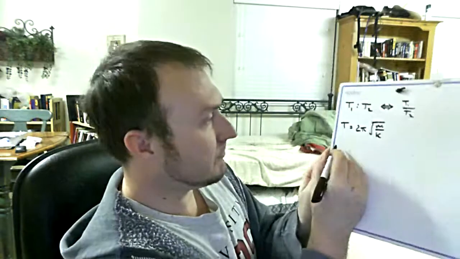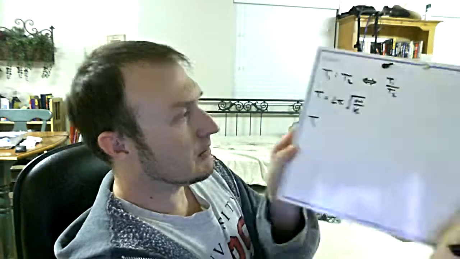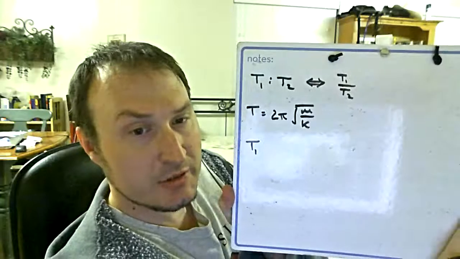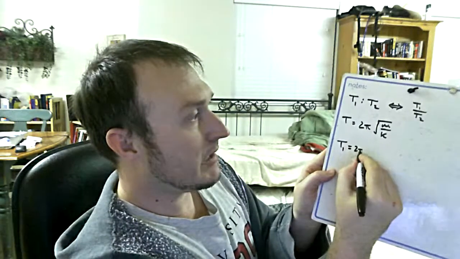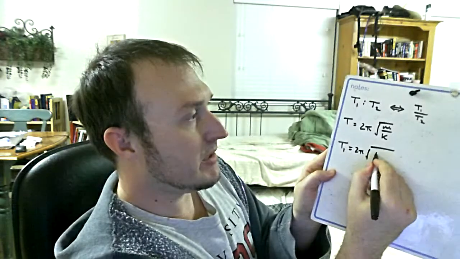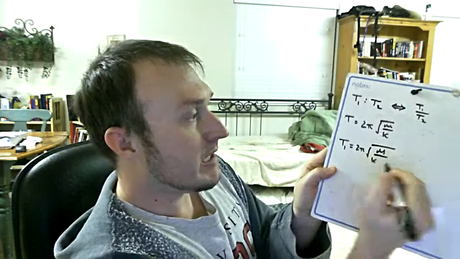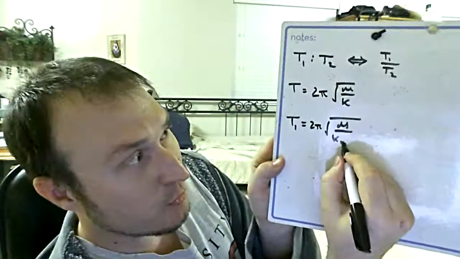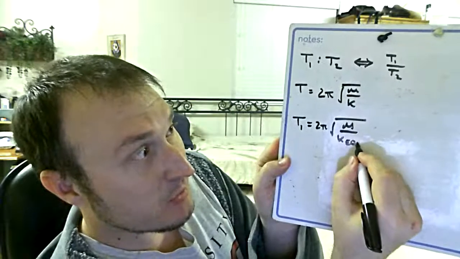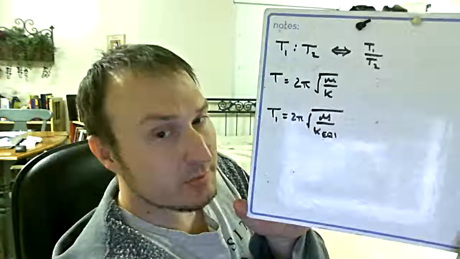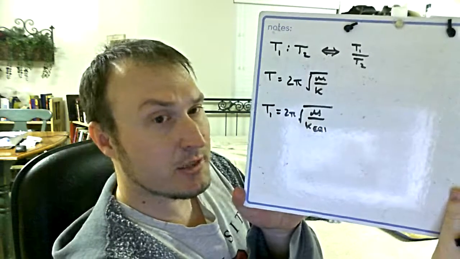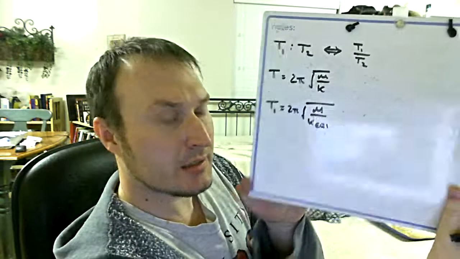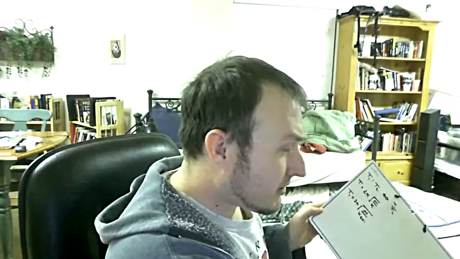So I'm kind of talking too much here, but in situation 1, what is the period of this? It is going to be 2 pi root M over k, where big M is the mass, and I'm going to call this k_eq1, the equivalent spring constant. Because I have two springs, I want to work out the equivalent spring constant. And how do I do that for situation 1?